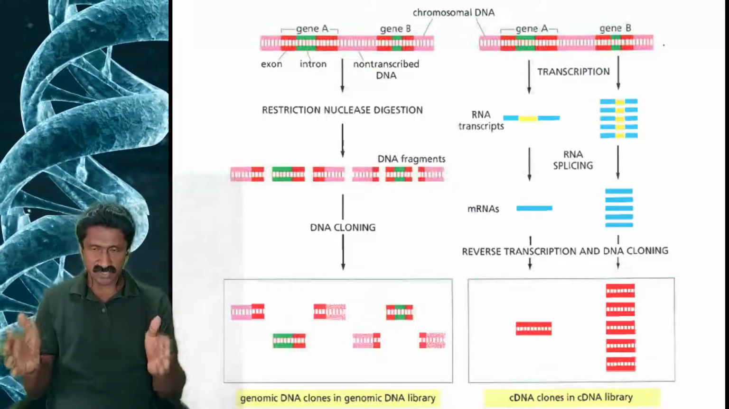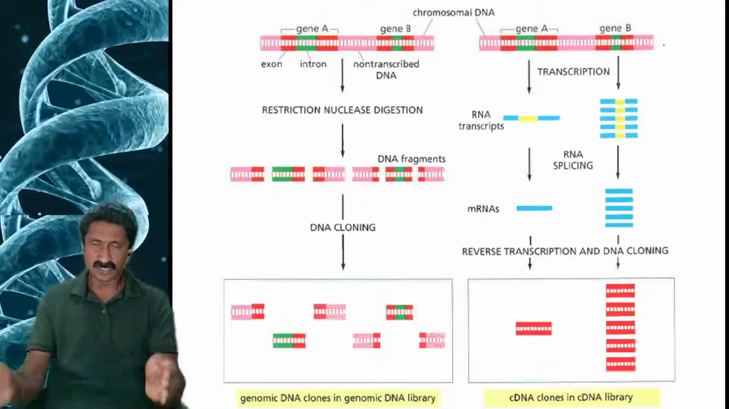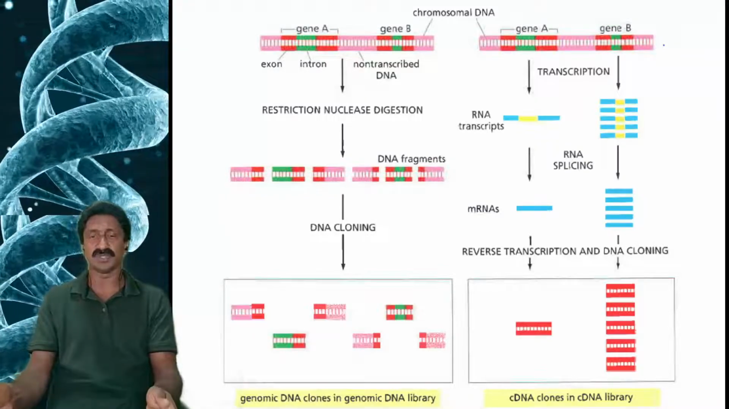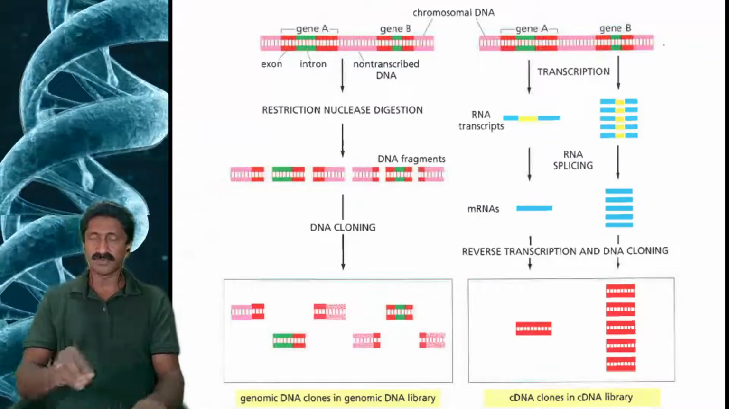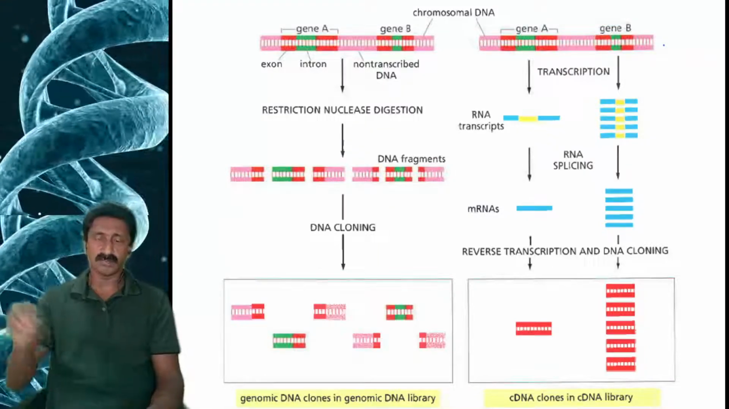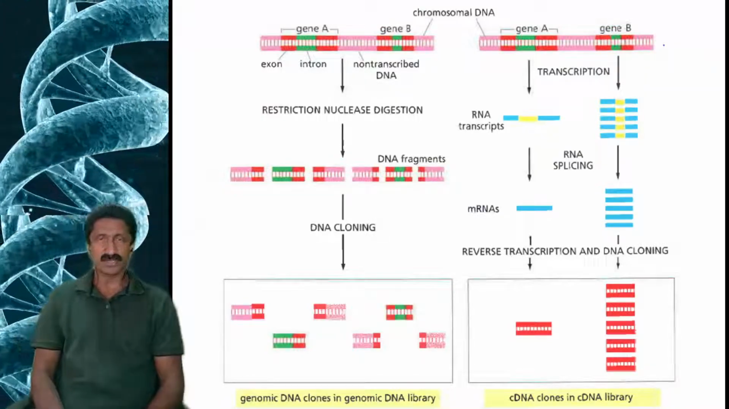So the collection, or the sum total of the DNA that is represented in these 1,000 members of the library, the genomic library, will contain the entire chromosome. All the fragments will be represented in one or other member of the library. So that type of library is known as a genomic library.